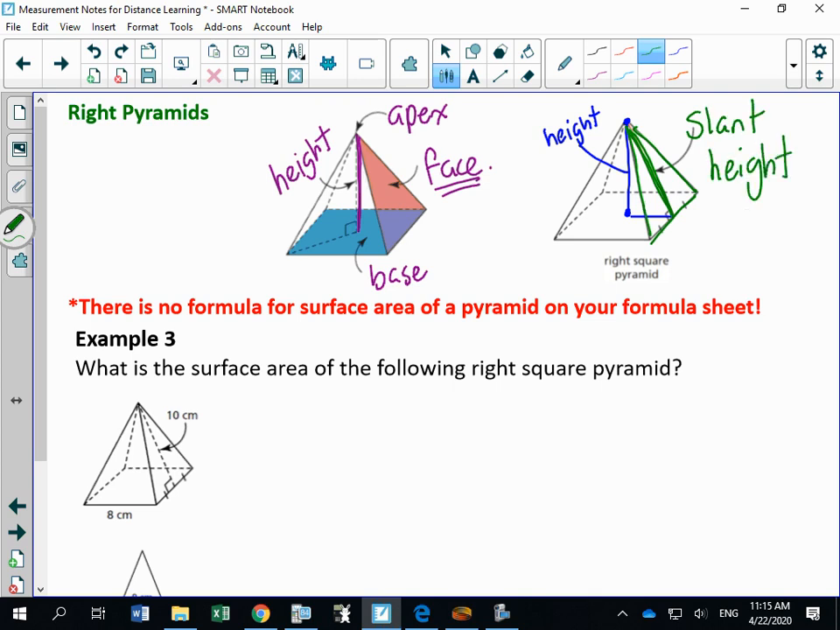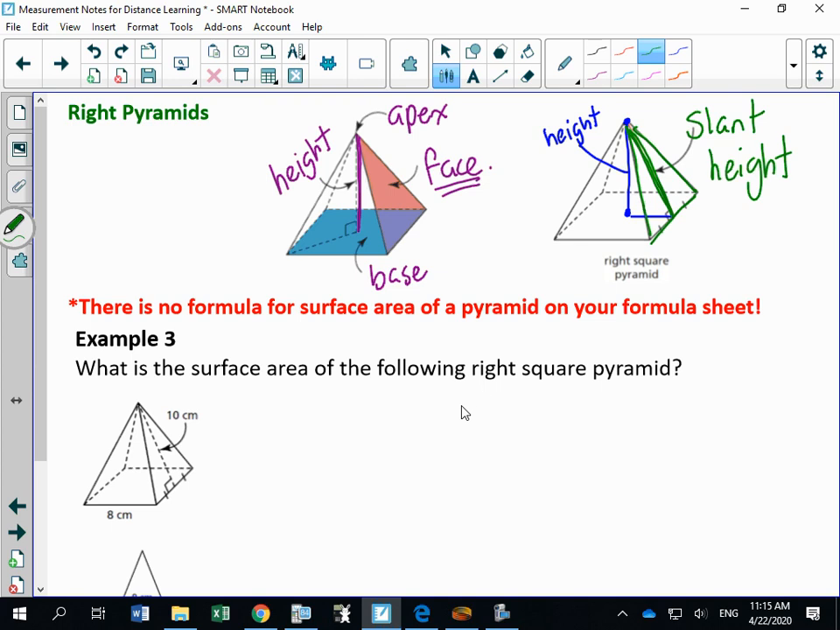Okay, so if I said, what's the actual height of the pyramid, I said, what's the height of this triangle? It's at a slant. That would be the slant height. Okay, so just as long as you understand that.